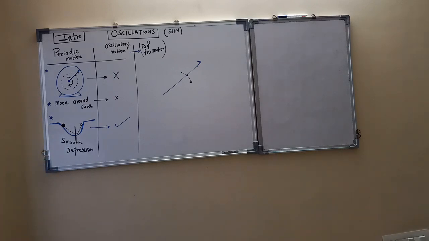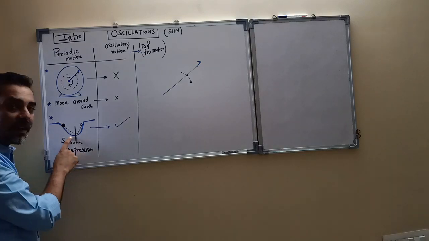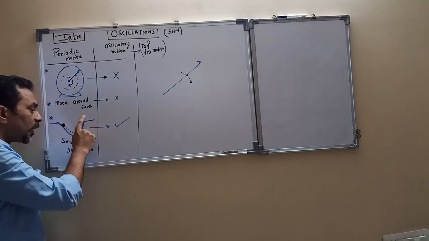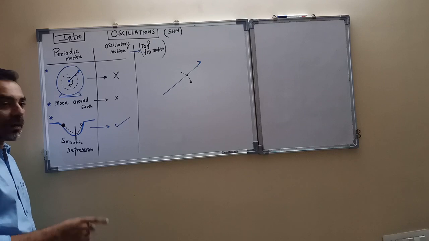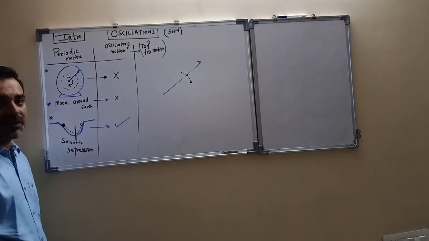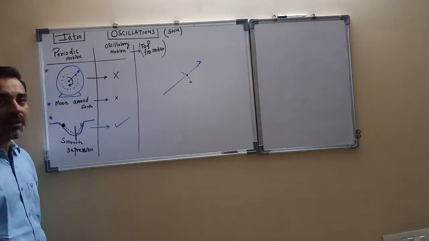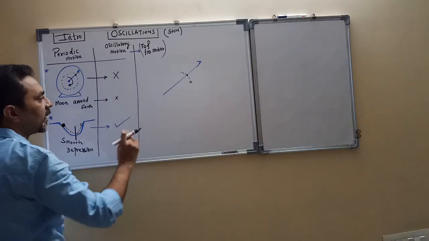Coming to a very important point. You can see in the two examples I've given, I've written that it is periodic, but it is not oscillatory. This is an example where this is periodic motion as well as oscillatory motion. Why did I say periodic? Because this surface is absolutely smooth. अगर smooth नहीं होगा तो भी problem होगा. Suppose let's take an example of this.